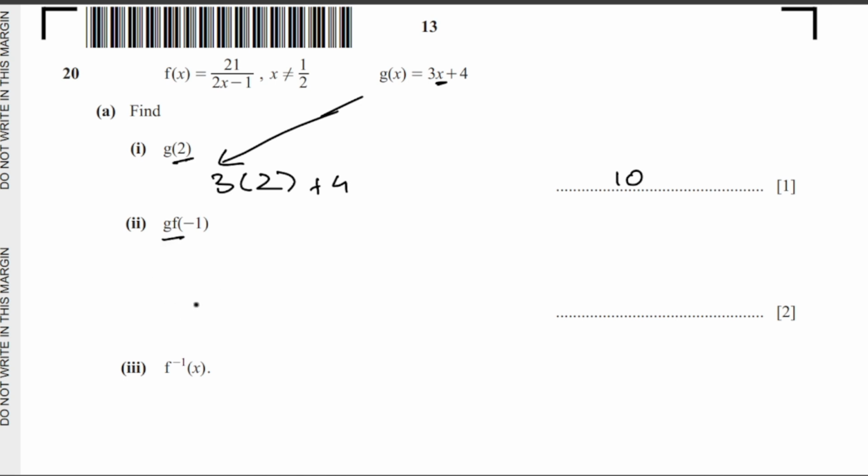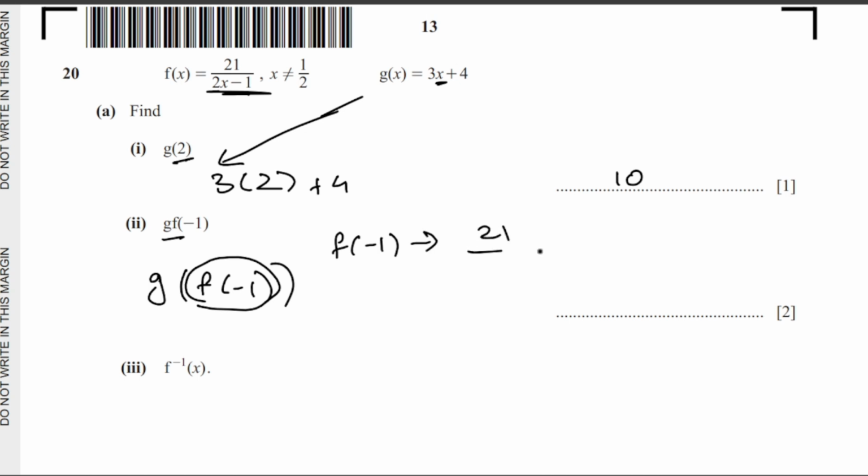No, not that one. The other one. g of f of negative 1. Right? So it's basically saying take the function g and in the parameters of that, you need to put f of negative 1, right? So to do that, we need to first find f of negative 1, right? What is f of negative 1? We need to put that into this, right? So f of negative 1 would equal 21 over 2 multiplied by negative 1, minus 1, that would give us negative 7, right? Negative 7 would be our final answer.